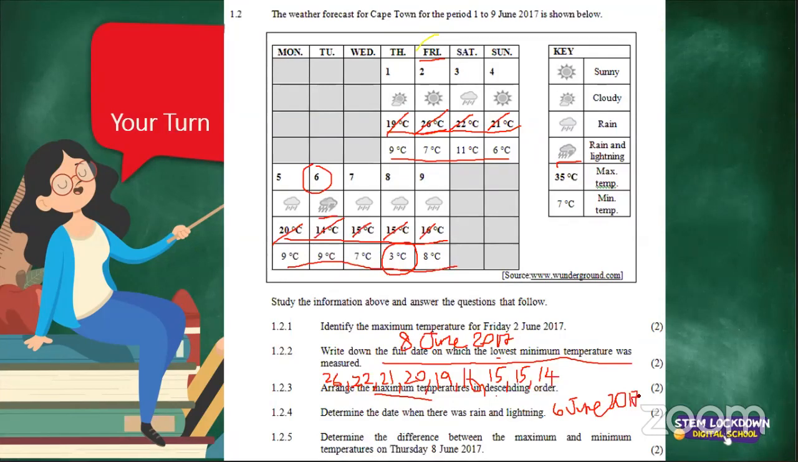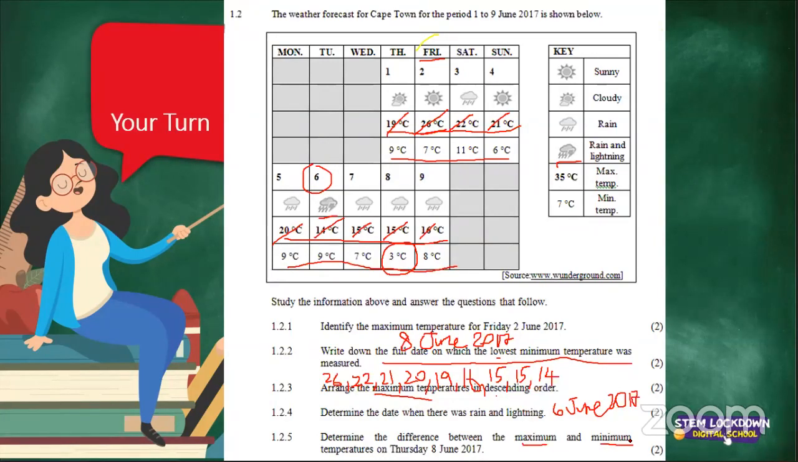Last question for the day. It says, determine the difference between the maximum and minimum temperatures on the 8th of June 2017. Determine the difference between the maximum and the minimum. We want to know the difference between the maximum and the minimum.